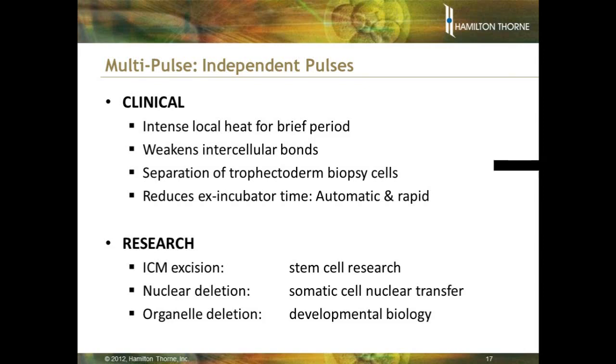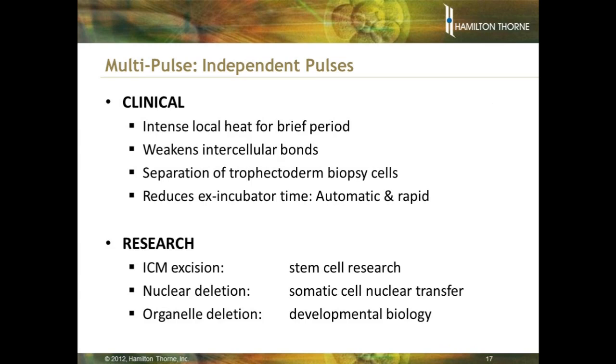When we're doing this, we can weaken intercellular bonds, and we can therefore do the separation of the trophectoderm very simply, and it can be done rapidly. And that's really the main advantage that we're trying to provide here. So all of those applications are clinical and they are available.